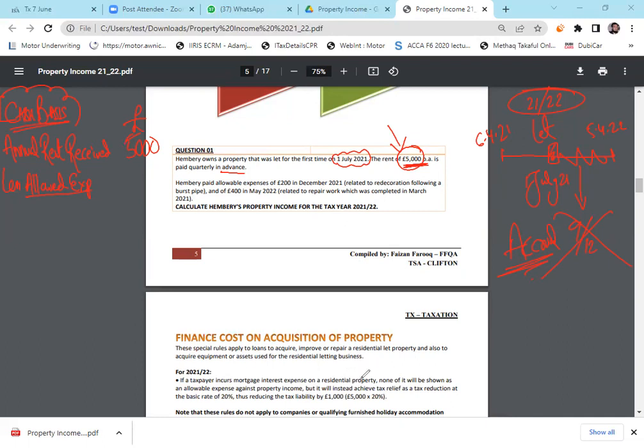Don't consider the period, but see 21-22. How much did you get? We got 5,000, which means all of 5,000 will be ARR. ARR means annual rent received. The same will apply to expenses. Now they are saying it's an allowed expense, 200, December 21. Is December 21 in the tax year or no?